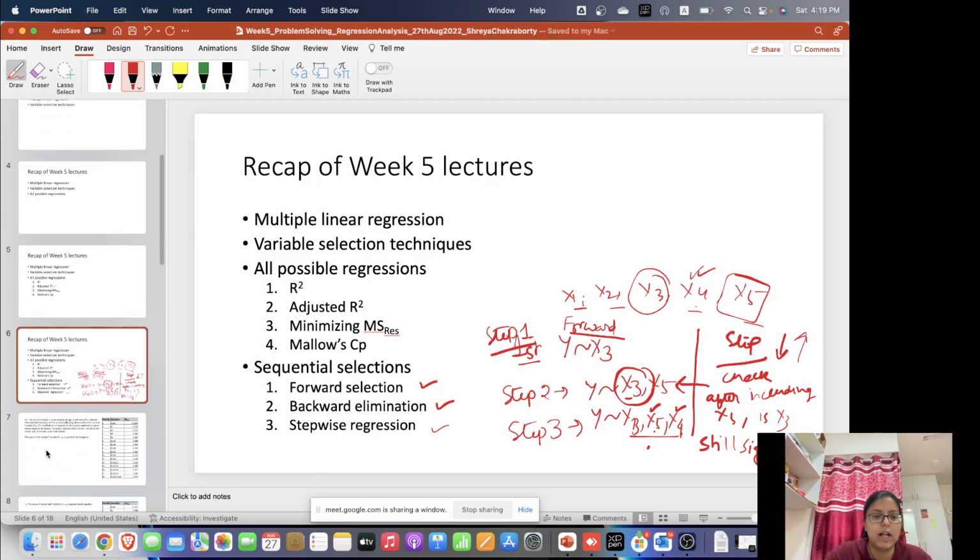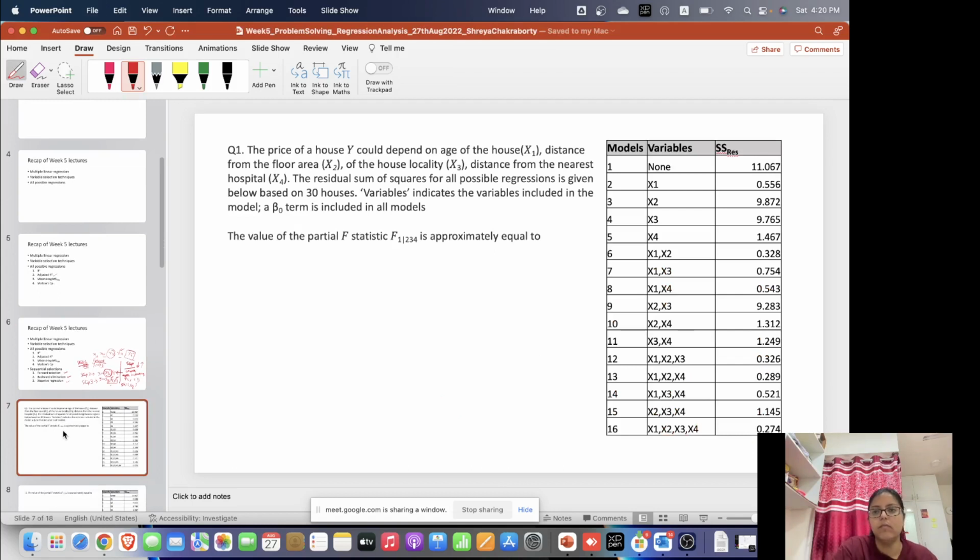So, I'll start with today's problems. This is very similar to the problem that we discussed last week. Again, I have given the house example. Let's say the price of a house depends on its age, its floor area, the locality, and the distance from the nearest hospital. And with all these variables, all possible regressions were fit. How many variables? 1, 2, 3, 4. So 2 to the power 4 models were fit. These were the 2 to the power 4 models, and these variables are my regressors in the model. And for each of these models, the SS residual was calculated and it has been given in the table.